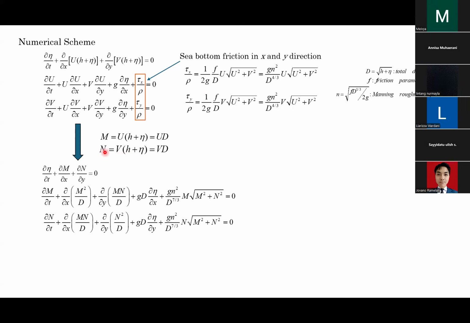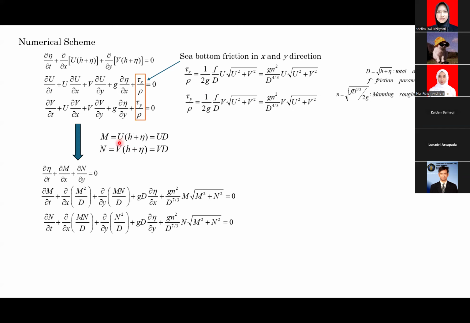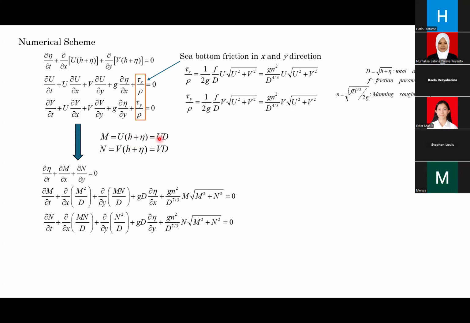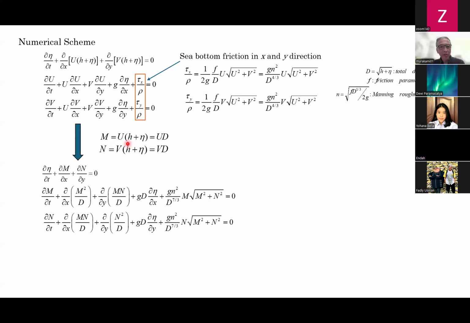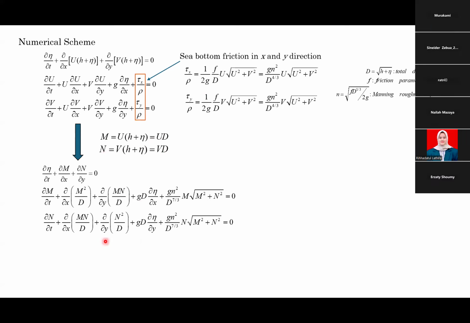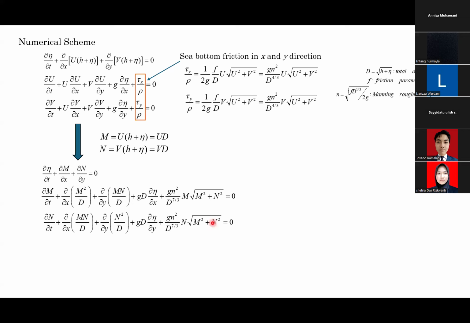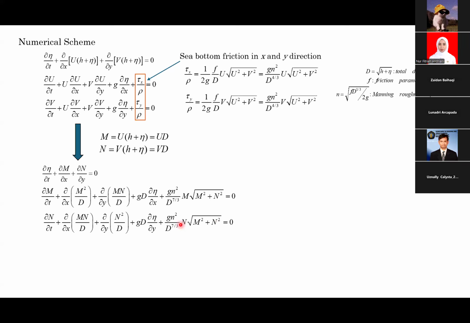So we replace U times H plus eta, which is the total depth D. U times D is expressed as M, and V times D is expressed as N. And we get these three equations to solve numerically.